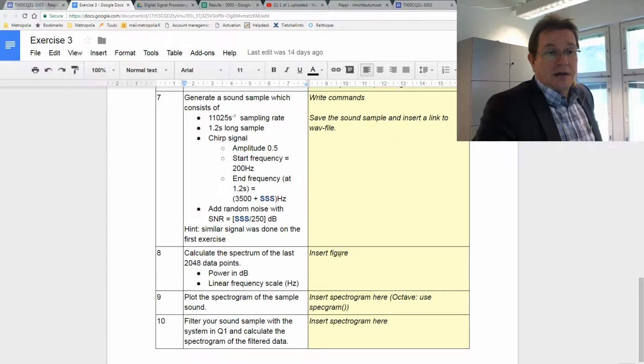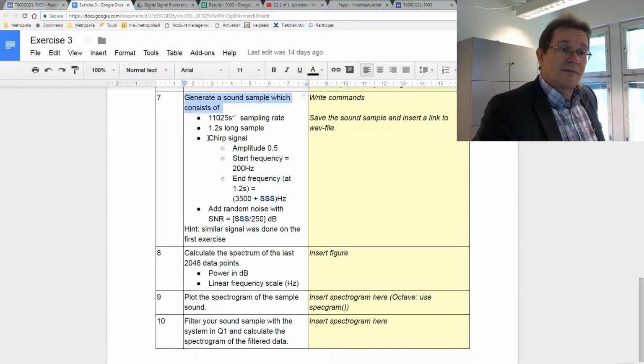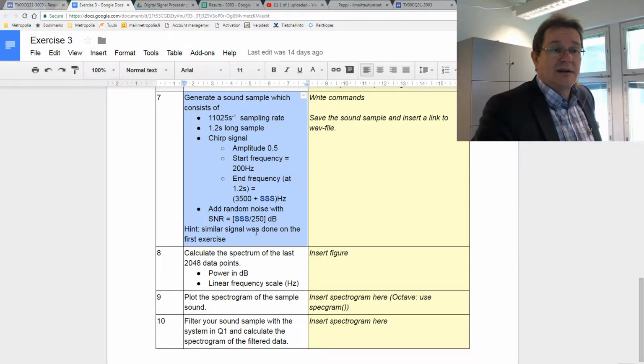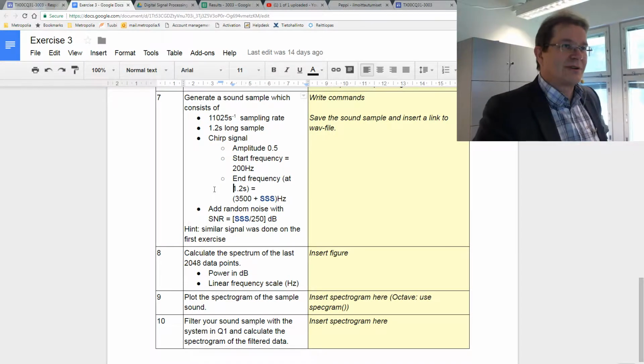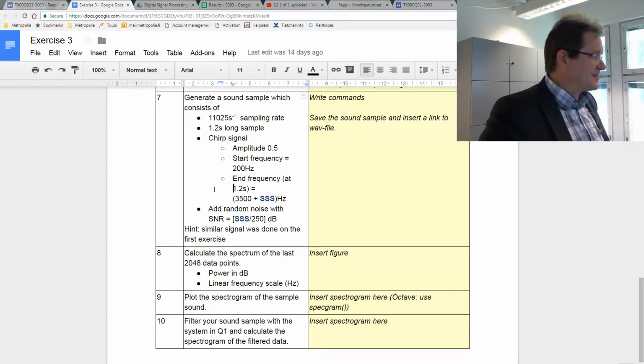And then the last one is basically the combination of, well, the first one. So you will have again some random noise with signal to noise ratio again. So now, if you didn't get this signal to noise ratio right on the first exercise, this is the place to correct it.